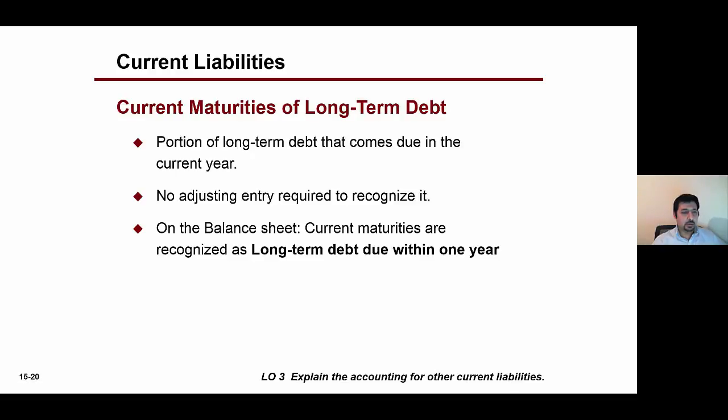Now, current maturities of long-term debt. Sometimes people get confused about this because it says long-term debt. However, those are the long-term liabilities that will be maturing, or that will be due within 1 year or within one operating cycle, whichever is longer. So basically those are the long-term debts that will be maturing and that will be due within 1 year of the date of the financial statement.